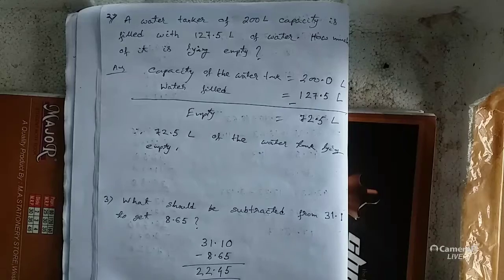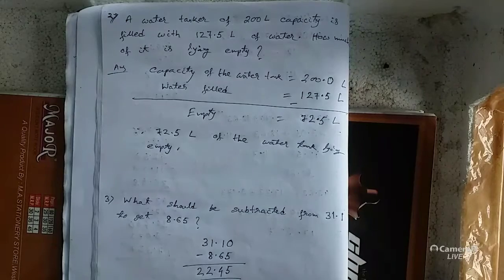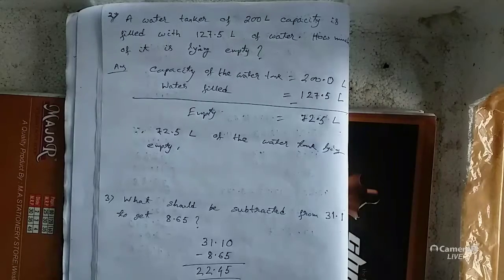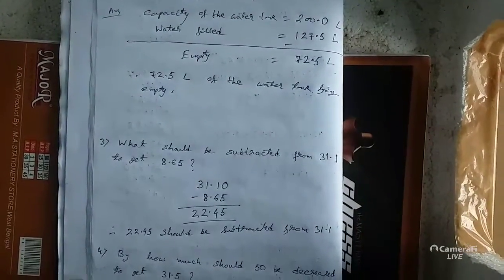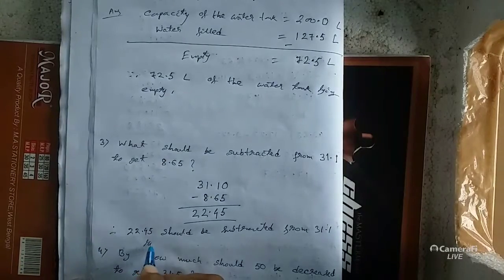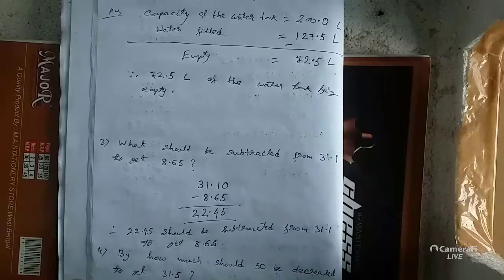So therefore 22.45 should be subtracted from 31.1 to get 8.65. This becomes the answer.